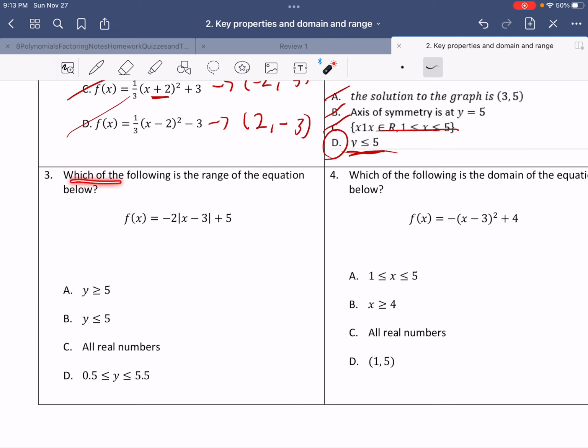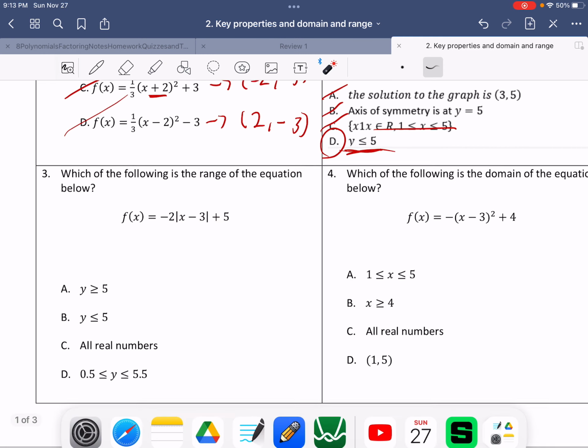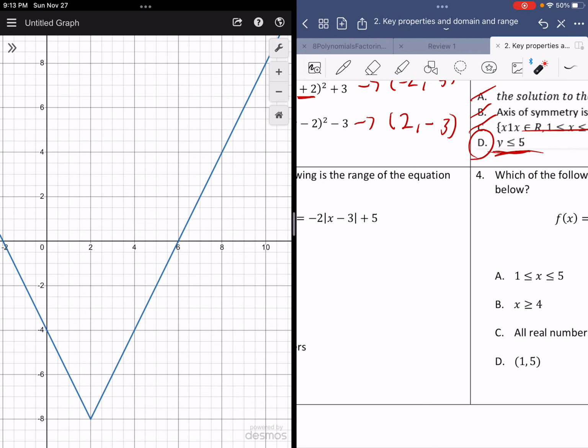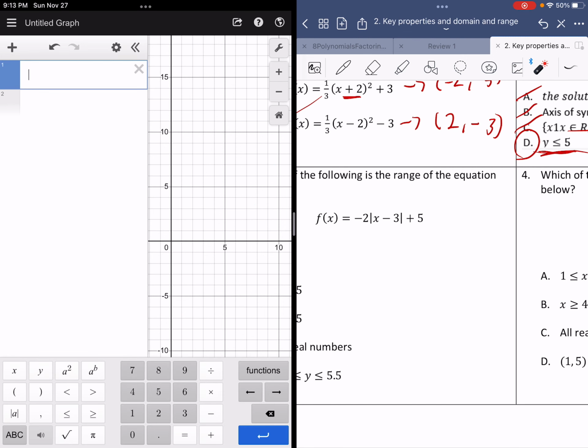It says, which one of the following is the range of the equation below? So you're trying to solve for the y value. And it does not even give you the graph. So, all right, it's not that friendly, but we can deal with it. So let's do this one.